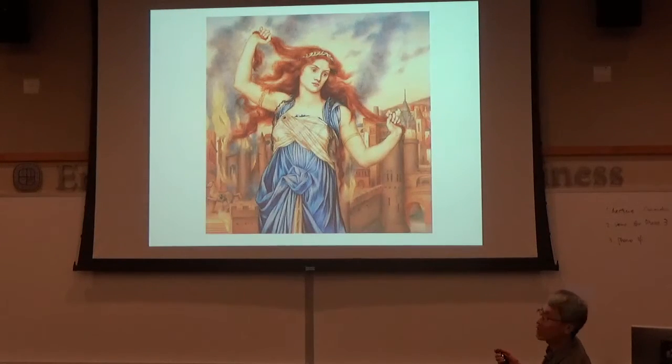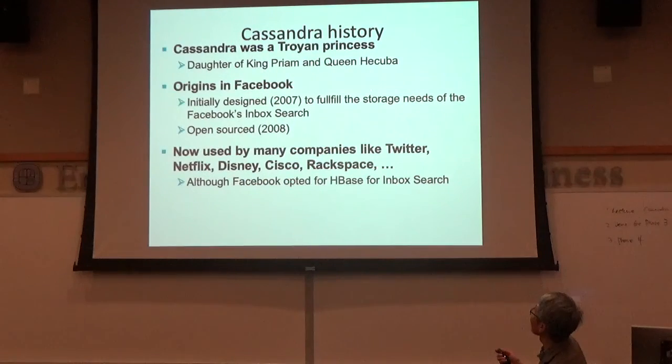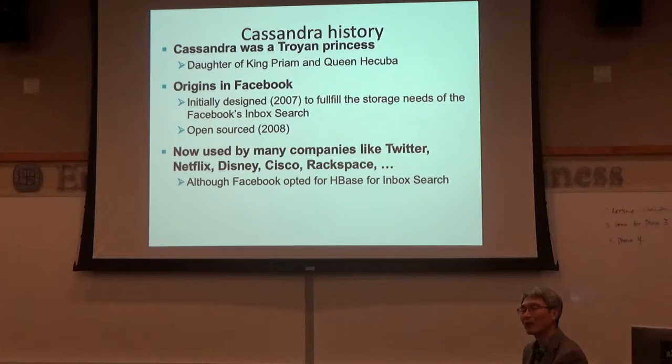So here's Cassandra. You can find the image on Google. She is actually the daughter of the king and queen. I was not very interested in Greek myth, but if you like it, probably you have heard about it. Anyway, naming in big data systems is sometimes funny, sometimes weird. This is from Facebook. Specifically, it's for Facebook Messenger, the messages. Nowadays, it's used by many other companies.